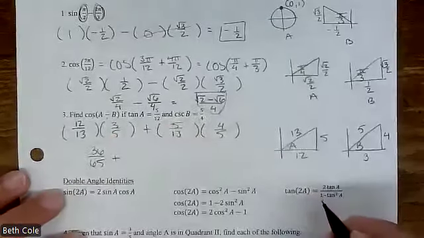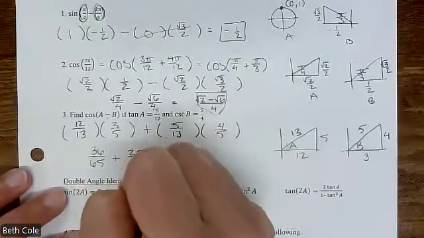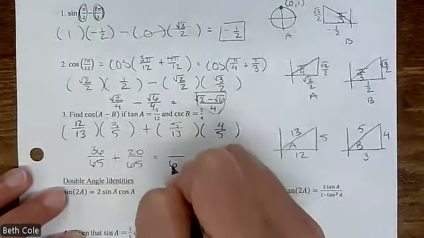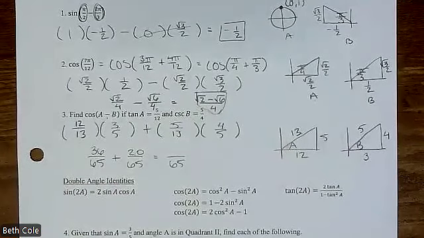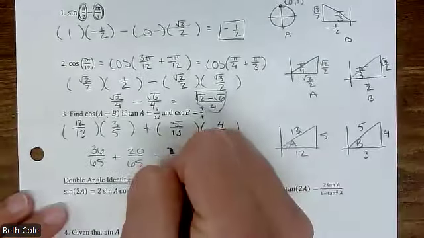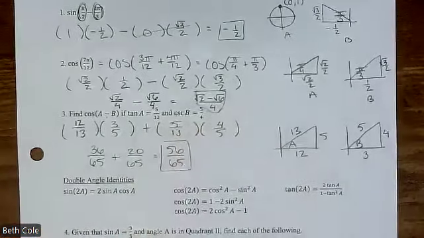Plus 20 over, oh my gosh, they have a common denominator. We're going to get something over 65. These often already have a common denominator. Usually you're good. 36 plus 20 is 56. And then that's your answer.